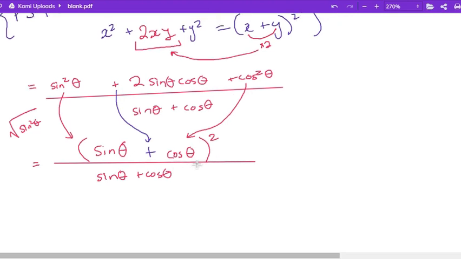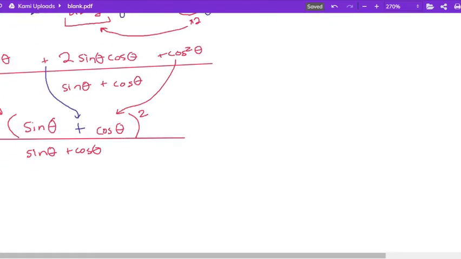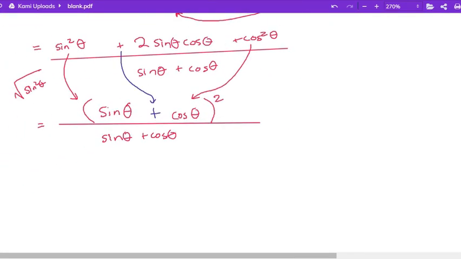Let's look at the right side. Let's get a sense of where we're heading. Almost there, right? What can I do now? Now I can cancel. Why, Lila? Everything is factored. Once everything is factored, then you can cancel. And I'm going to be a bit more explicit here. Sine theta plus cos theta times sine theta plus cos theta.